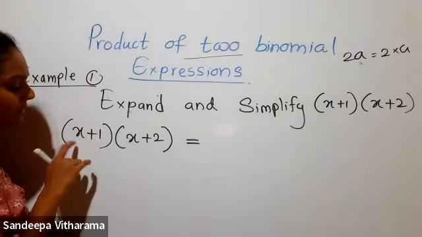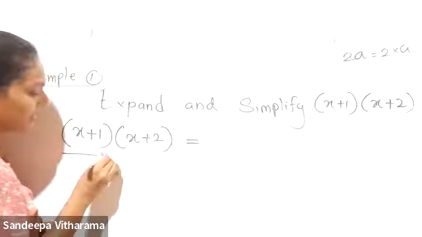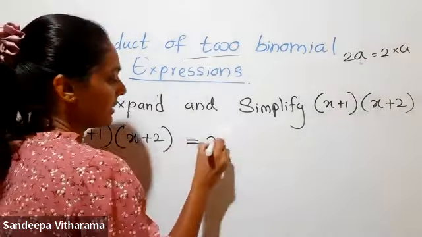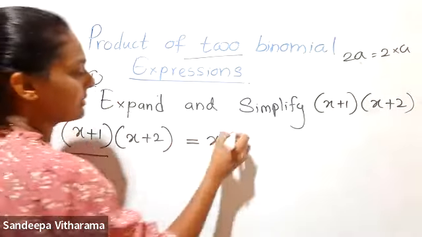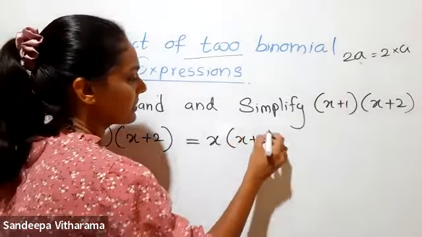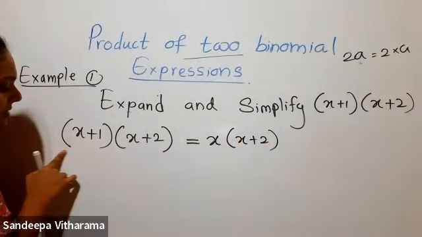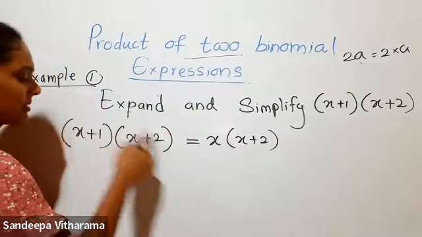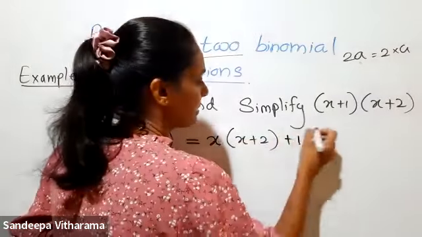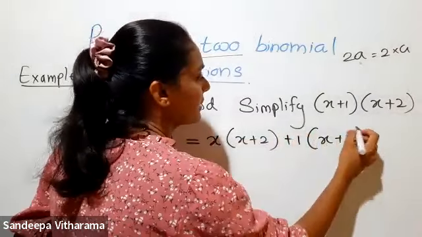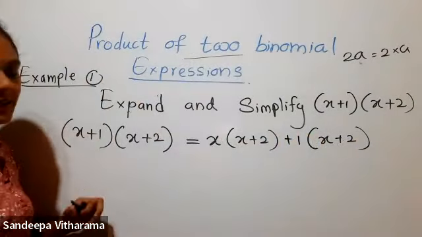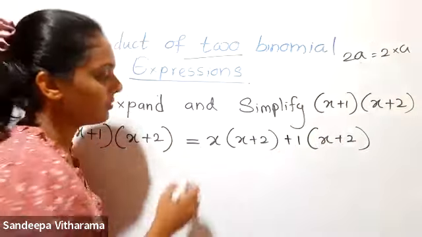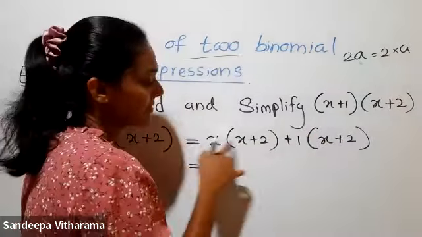Here what we do is, we have to separate the two terms in the first expression, x. It is multiplied by the second expression. And the second term, the second expression is multiplied by the second term. Okay, it's separated like this: x into x plus 2 and 1 into x plus 2. Now multiply. X into x.